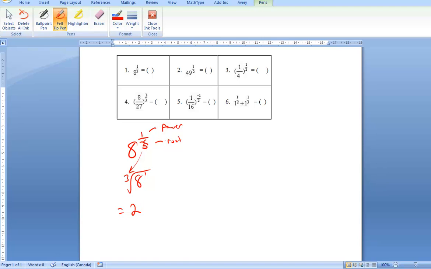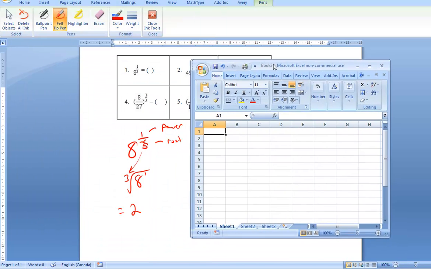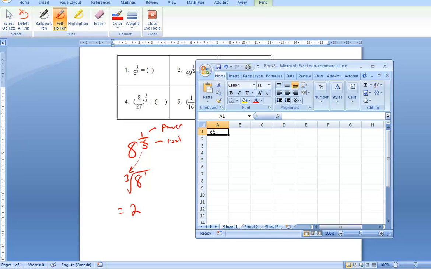Now, how are you going to do that? You could use your calculator, you could use Excel, whatever you want to do. If I was going to use Excel, I'm going to bring in an Excel spreadsheet over here. I'd probably just do it from here. 8 to the power of 1/3, so little hat. Sorry, I need an equal sign because it's a calculation: equals 8, little hat, and then I'm going to use brackets. Brackets 1 divided by 3, close the bracket, enter, and I still get 2.